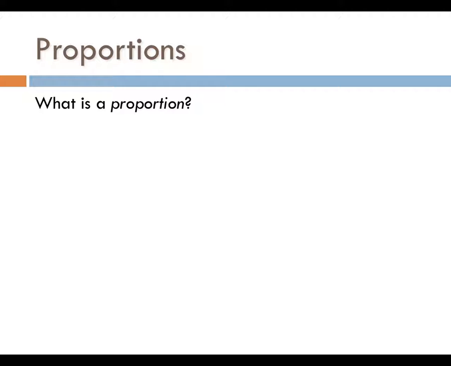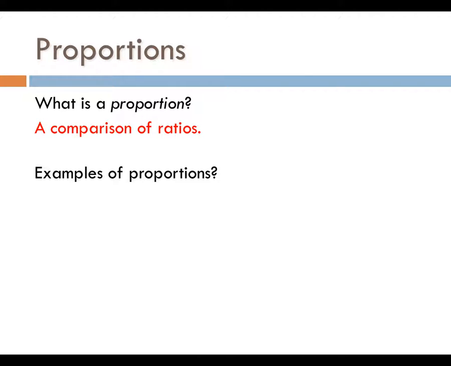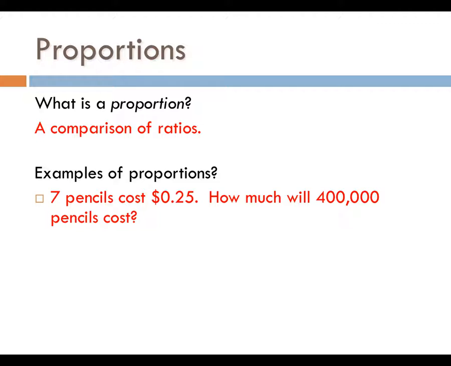If we take the bottom one and move it over with an equal sign, then we get a proportion, which is a comparison of ratios. So the ratio, we compared some numbers. Now if I take two ratios and compare them using an equal sign, I get a proportion. So for instance, we can use a proportion to solve a bunch of simple problems, like for instance, 7 pencils cost 25 cents. How much will 400,000 pencils cost? Because of course, who doesn't want 400,000 pencils?